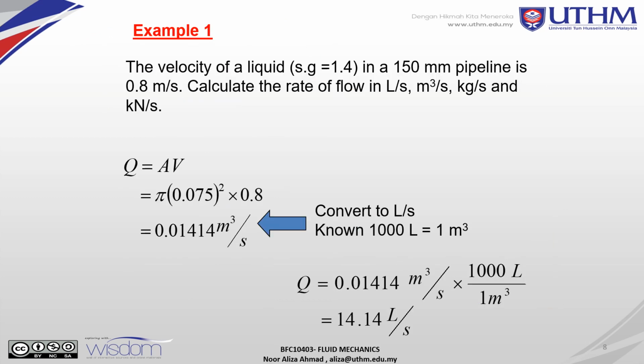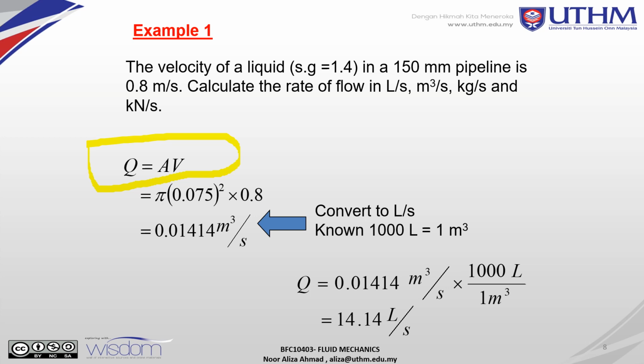Okay, example 1. The velocity of a liquid with a specific gravity of 1.4 in a 150 mm pipeline is 0.8 meters per second. Calculate the rate of flow in liter per second, meter cube per second, kg per second, and kilonewton per second. So we use the discharge equation: Q is equal to A times V.